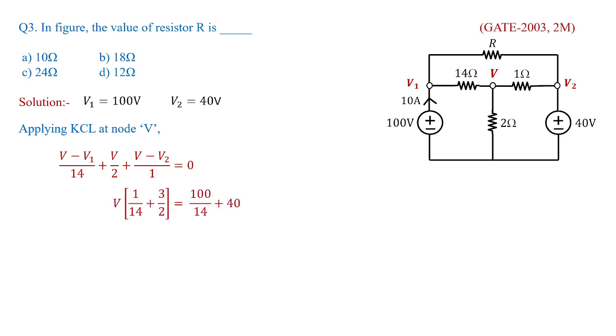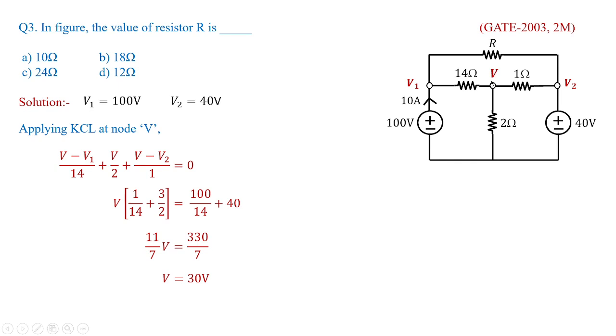With this, I'll take V common. It becomes 1 by 14 plus V by 1 plus 1 by 2, so it becomes 3 by 2. That is the value of V taken outside. And the constants on the opposite side, we have V1 equal to 100, 100 by 14 on the opposite side, and you have V2 which is 40 on the opposite side. So please get the value of V with simple mathematics. I hope this LCM will give you the final answer as V equal to 30 volts.